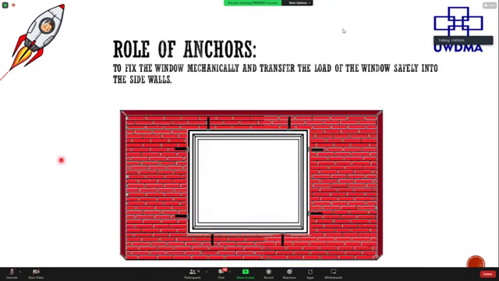Because if they catch rust, what will happen? These screws are touching your reinforcement, and somehow that rust can go into your reinforcements also.